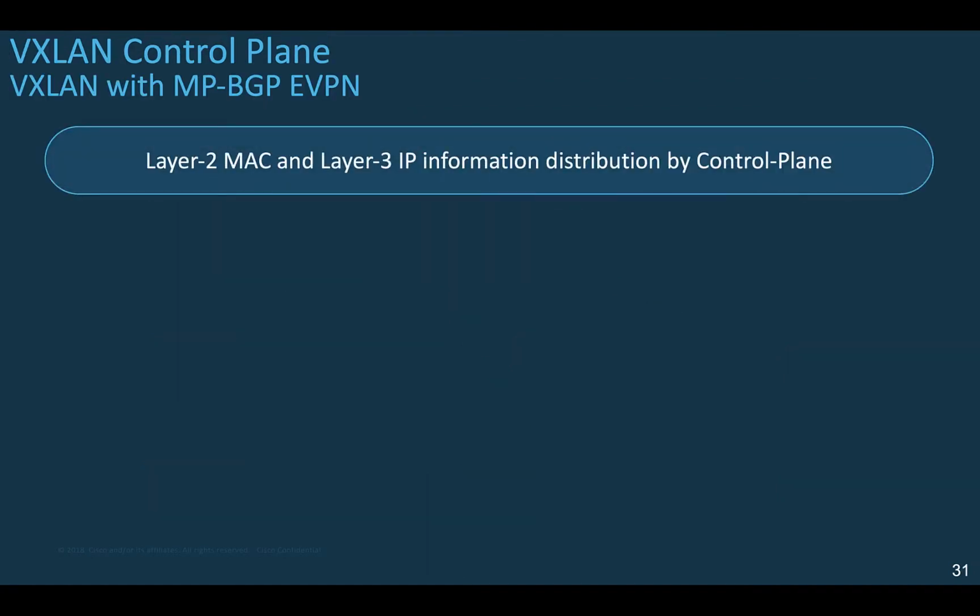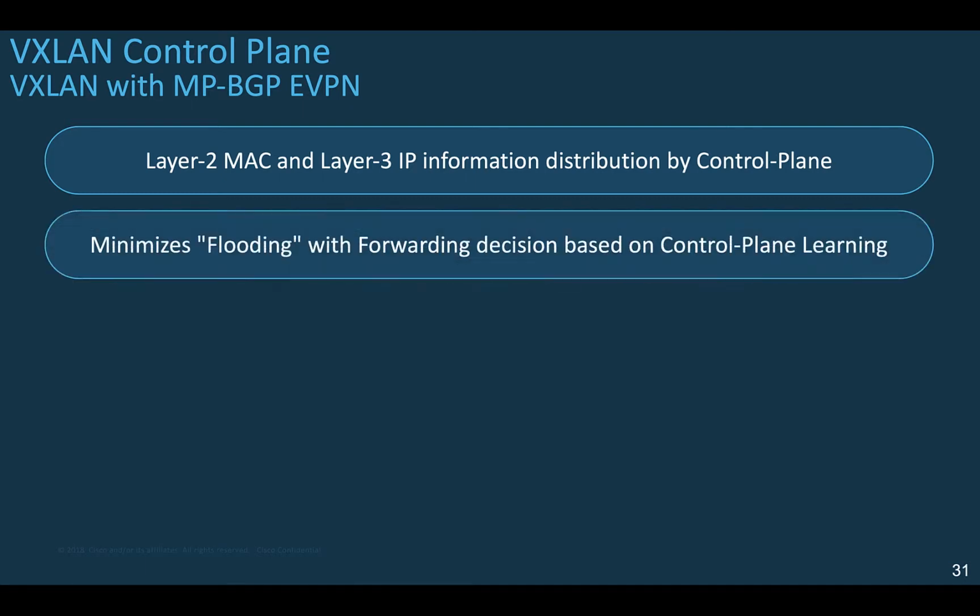The control plane is responsible to learn and distribute the endpoint reachability information, the MAC and IP, across all the leaf nodes concerned by this information. And actually, it's all the leaf nodes that share the same network. Therefore, the control plane minimizes the flooding, as we said, from each node to discover the location of each endpoint of interest.